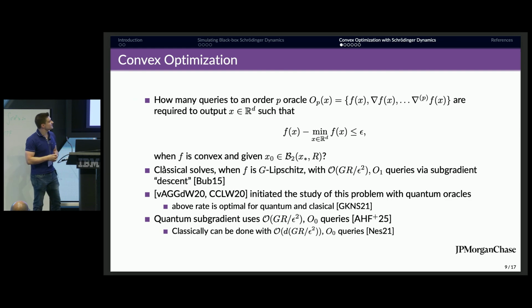And classically, in the setting in which you are only given access to a gradient or subgradient, the best algorithm is what is known as projected subgradient descent. You can think of it as gradient descent, although it has some caveats in the sense that it does not actually converge. You have to do some sort of averaging of the iterates. This is a well-known algorithm. More recently, Van Apeldoorn and Gilyén initiated the study of optimization with quantum oracles. Unfortunately, this rate, which is G R over epsilon squared, where G is the Lipschitz constant of your function, is optimal in both quantum and classical settings.